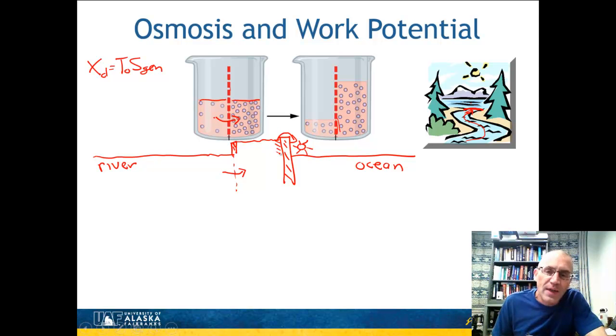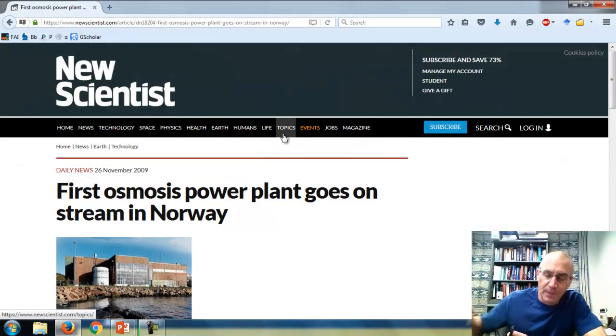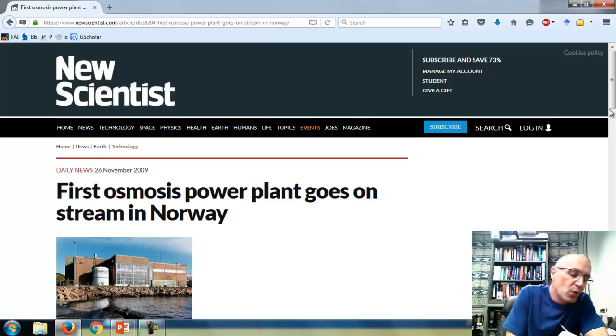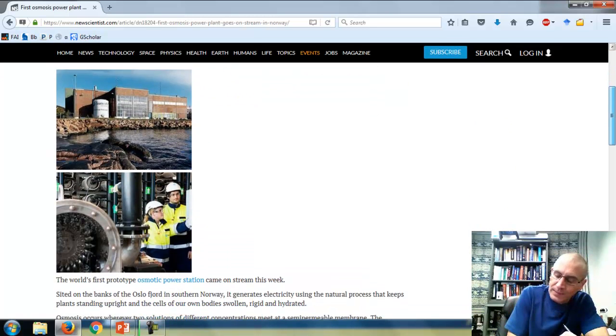And depending on how high that is, I could generate power just simply from mixing this pure water in with the ocean. Right? Although this looks like a great idea in theory, you might wonder if you can do it in practice. And actually, you can do it in practice. Let me pull up a website here. This is an article from New Scientist about 6 or 7 years ago, where the first osmosis power plant went on stream in a fjord in Norway.